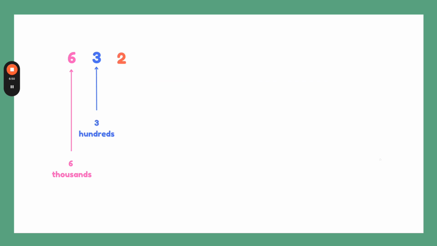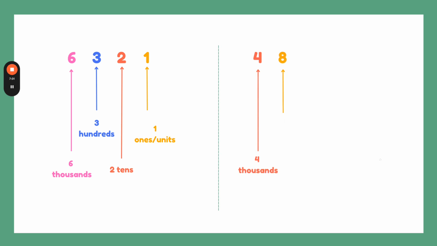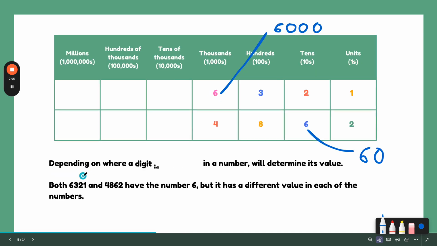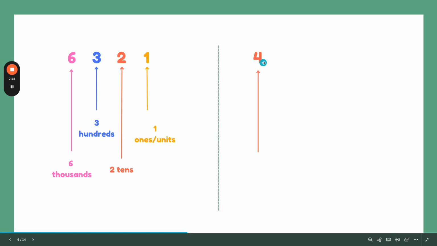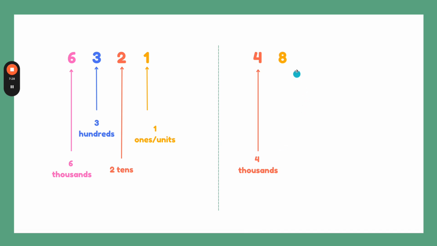This is just to reiterate what I just discussed on the previous slide. The same two numbers, 6,321, has 6 thousands, 3 hundreds, 2 tens, and 1 unit. And our second number, 4,862, has 4 thousands, 8 hundreds, because the 8 is in the hundreds column, 6 tens because the 6 is positioned in the tens column, and 2 units because the 2 is positioned in the units column.